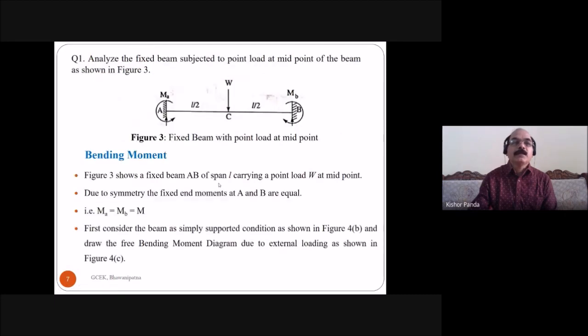And coming to one example, analyze the fixed beam subjected to a point load at the midpoint of the beam as shown in the figure. This is the fixed beam having one point load W at the midpoint of the beam, and the span of the beam is L. These are the end moments MA and MB.